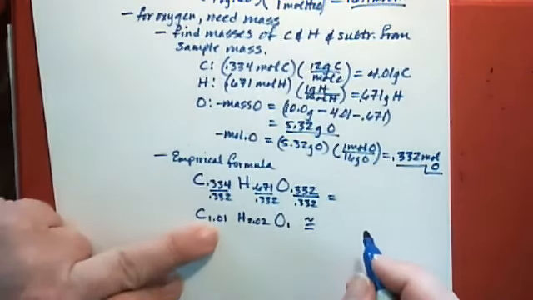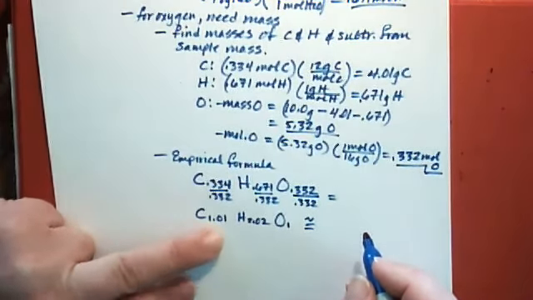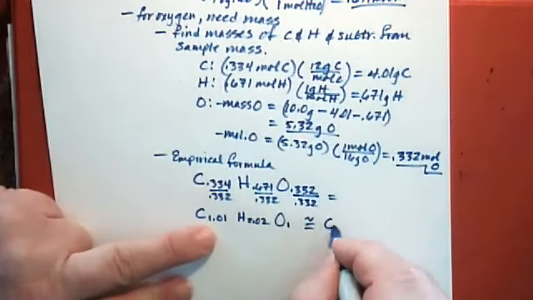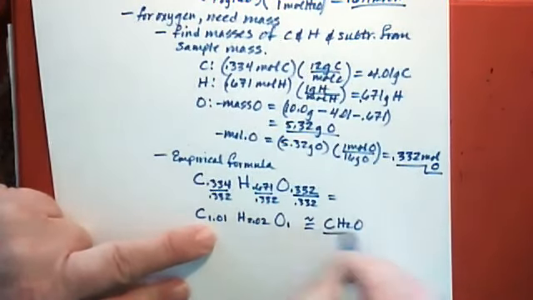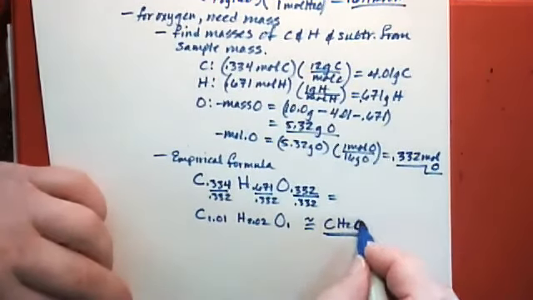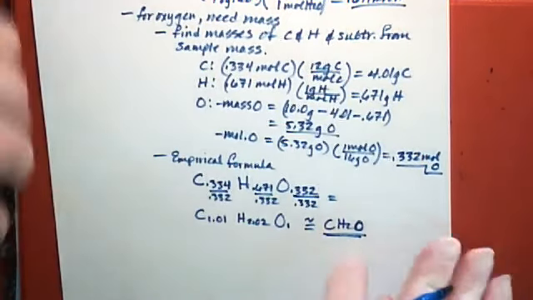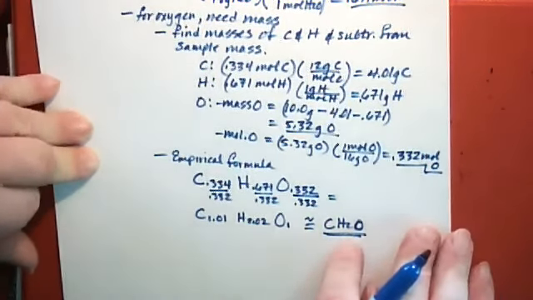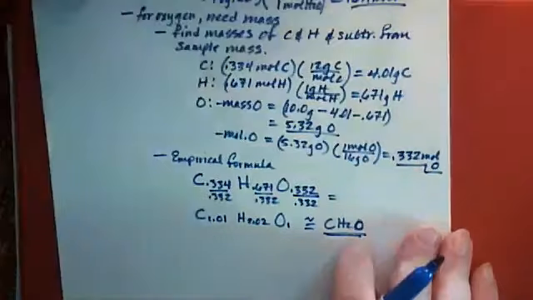And again, when you come out with numbers that are that close to a whole number, just round them off. So that's CH2O, our old friend glucose, or at least that's what it will become once we find the molecular formula. So our empirical formula, again, is CH2O from the combustion data.